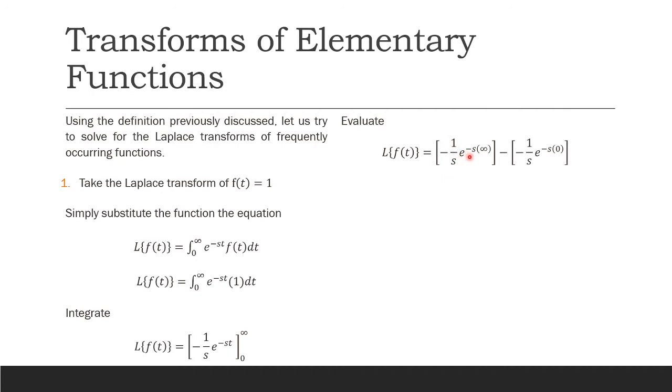So we'll have negative 1 over s, e raised to negative s times infinity, minus negative 1 over s, e raised to negative s times 0. So take note, ito ay magiging e raised to negative s times 0. So 0 times negative s is equal to 0, so e raised to 0 will be equal to 1. Ayan.